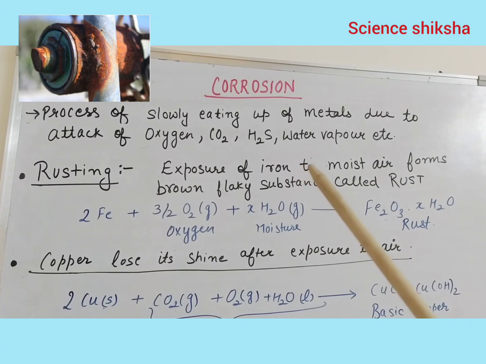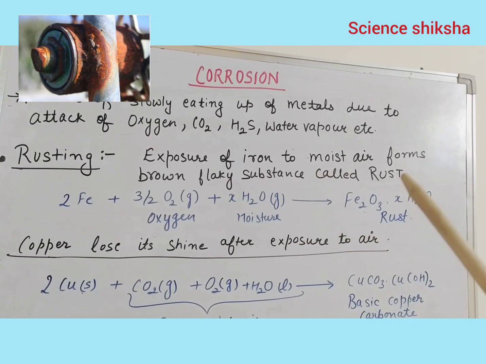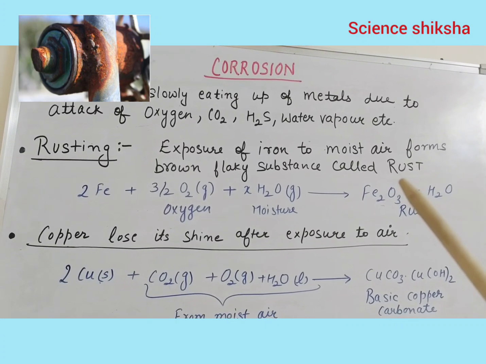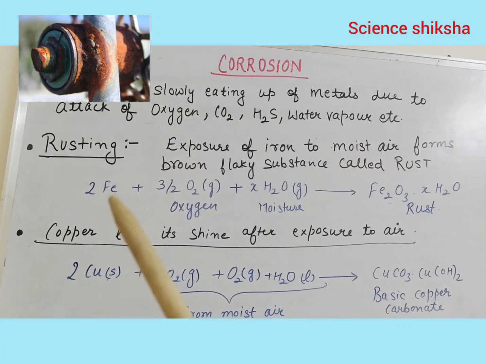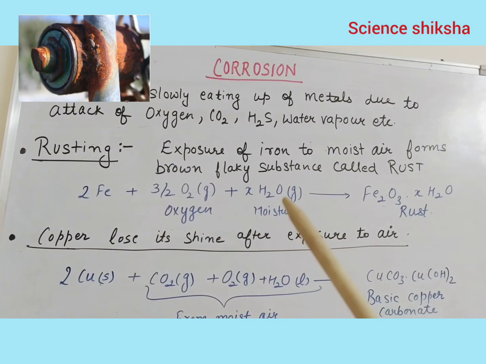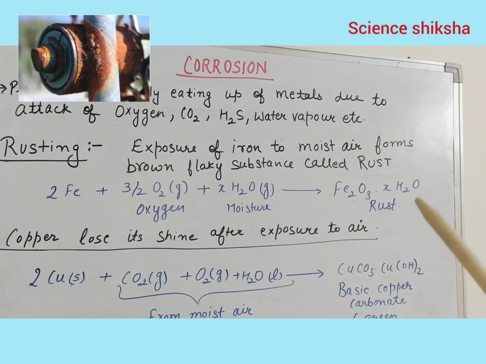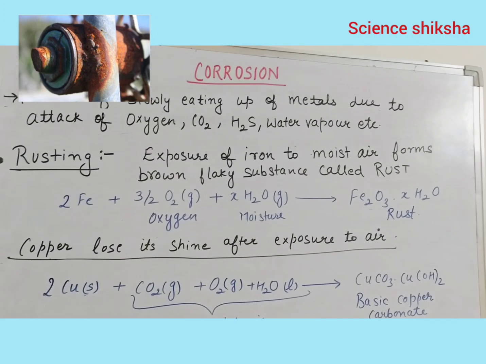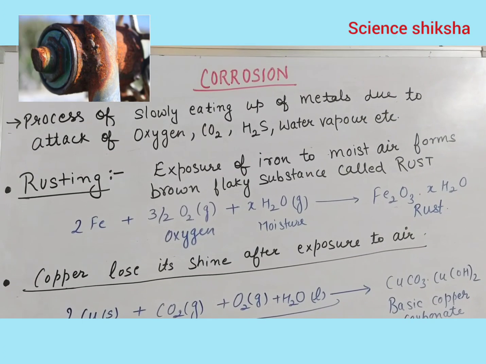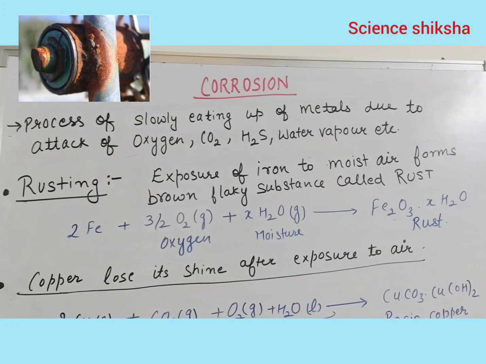When iron is exposed to moist air for some time, then a brown flaky substance called rust is formed. This rust is non-sticky, therefore it sheds away. This is the reaction: iron reacts with oxygen and water, that is moisture from the air, and forms Fe2O3.xH2O, which is the formula of rust. Rusting is a problem because iron objects, for example pillars and railway tracks, get damaged due to the rusting.